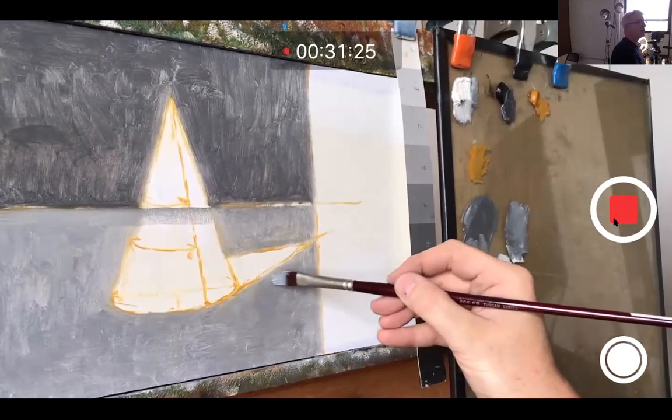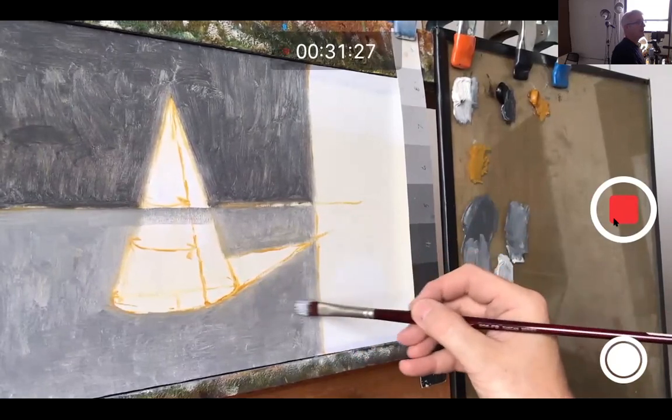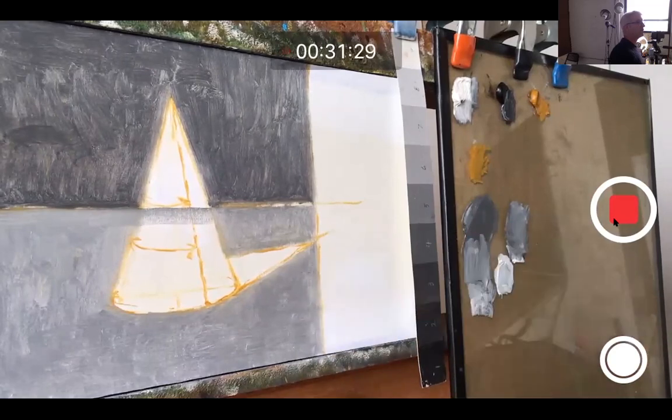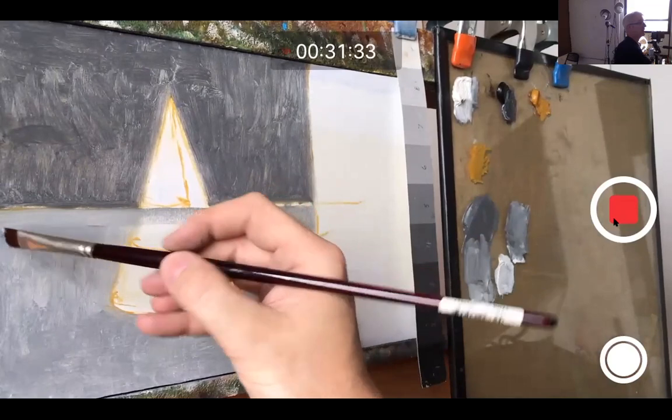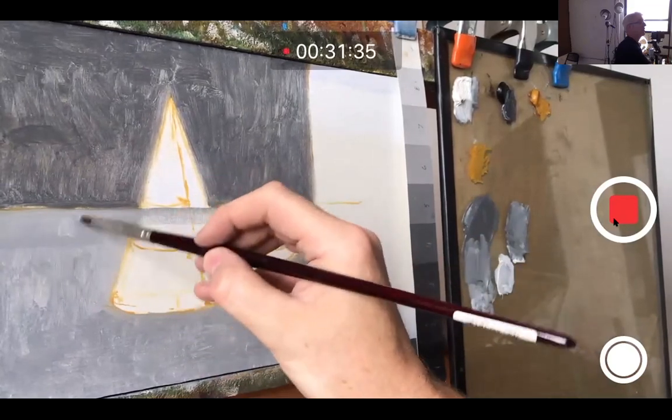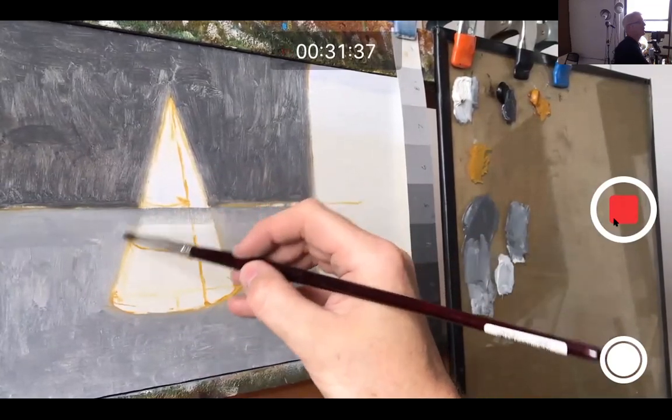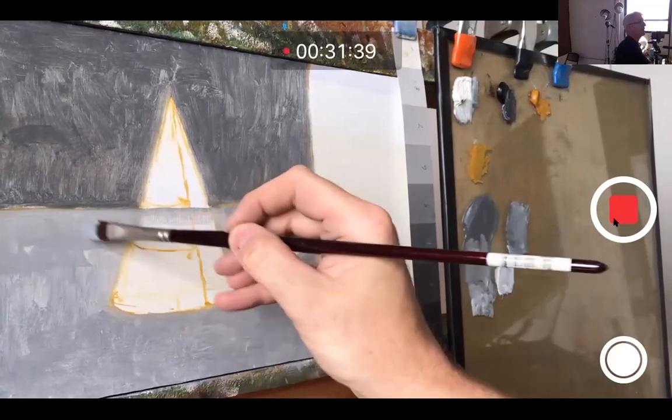But if anyone wants to try a stretched canvas, I can point you in the direction of good demonstrations, and I can let you know what you should buy. But this is, and the only reason I'm doing it on this is I had it handy.